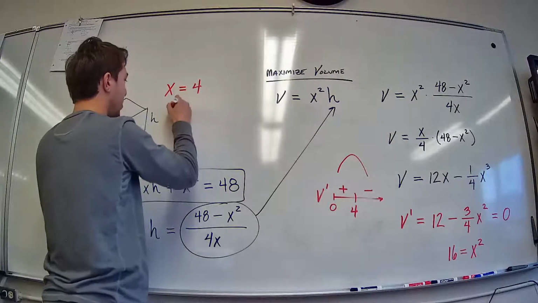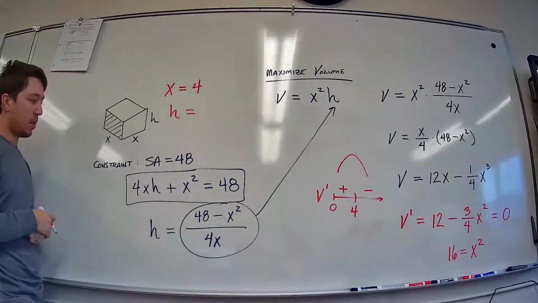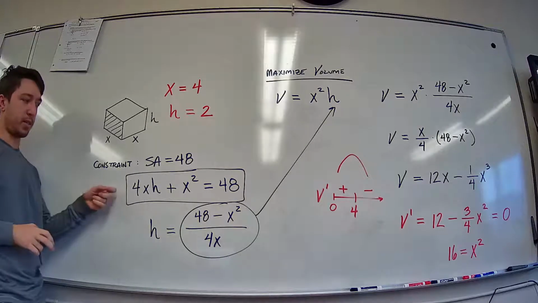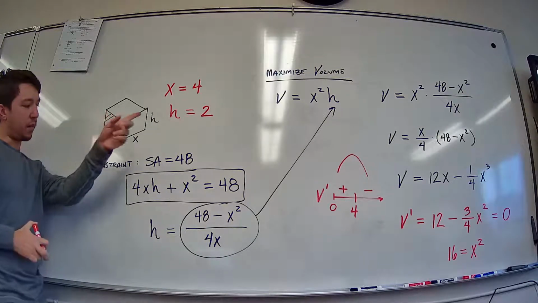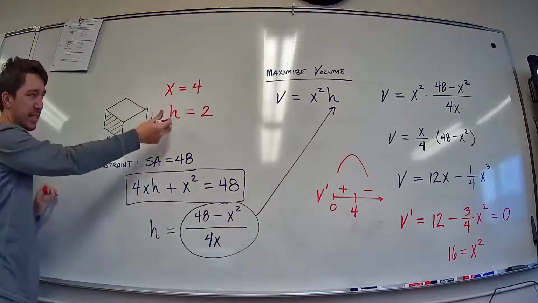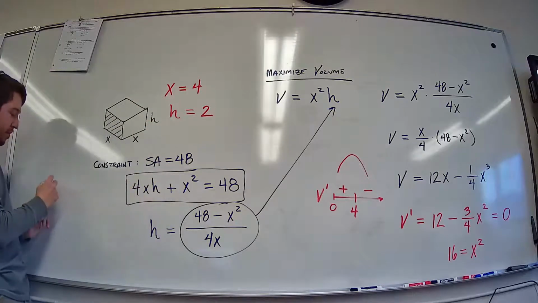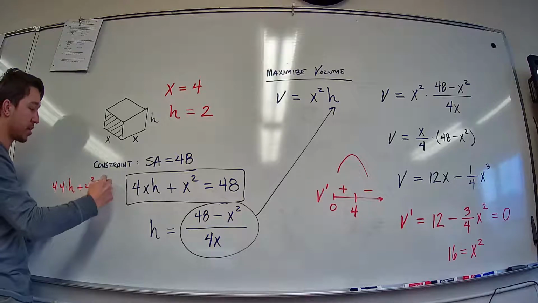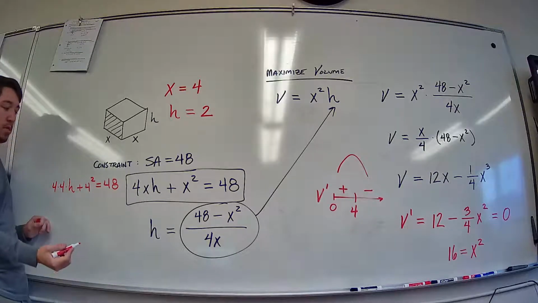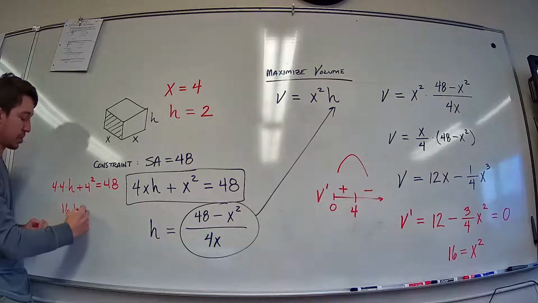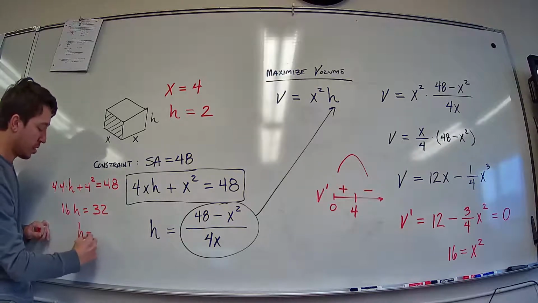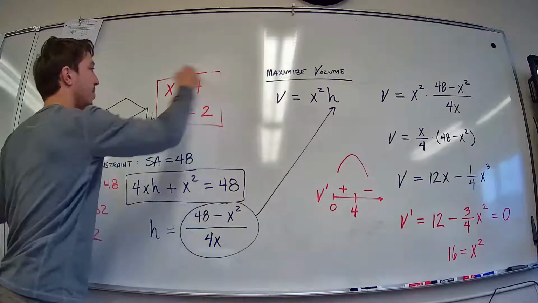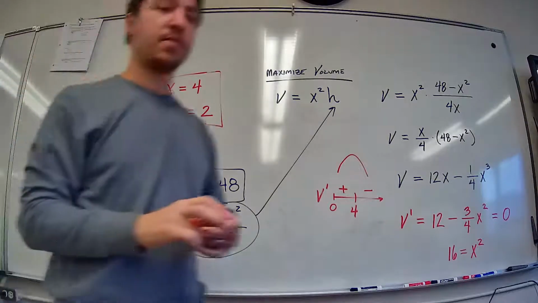x is 4. So what's the height if x is 4? 2? How'd you get the 2? Plugging into the constraint? Very good. That's not so obvious. You plug 4 in here, so you'd have 4 times 4 times h plus 4 squared has to equal 48, and so you get 16h equals 32. h has to be 2. Is that a tidy answer? That's pretty nice.